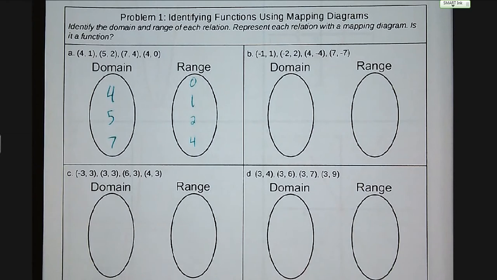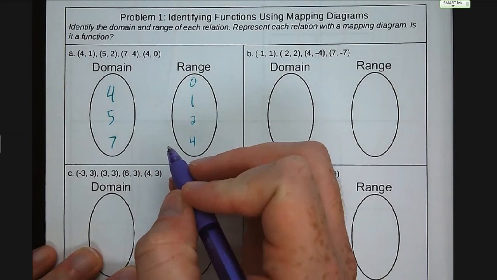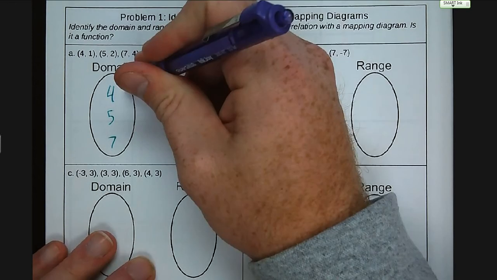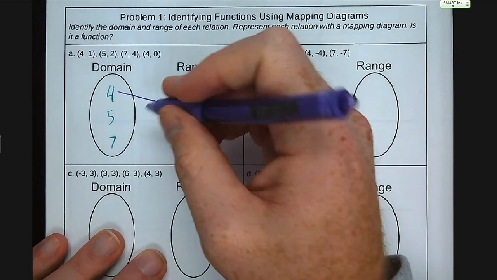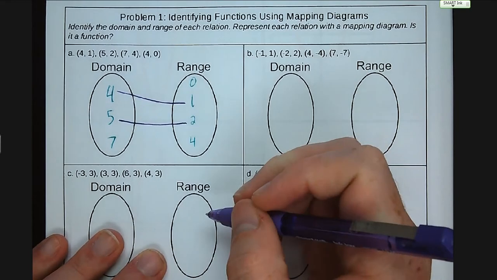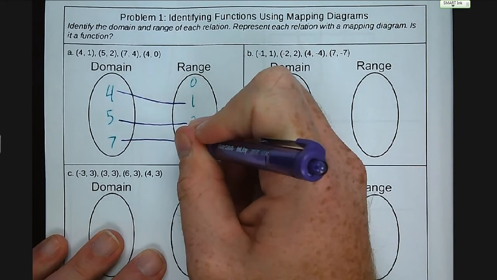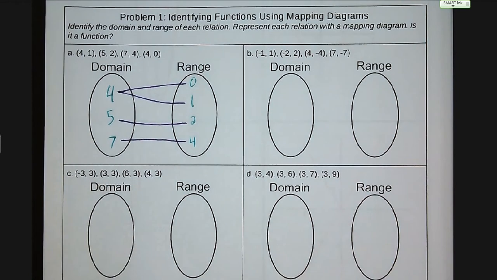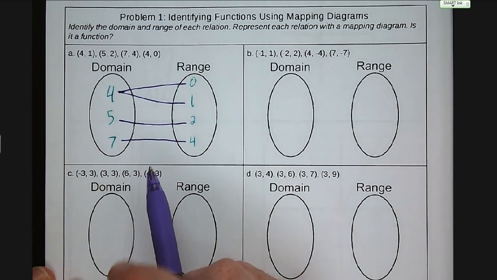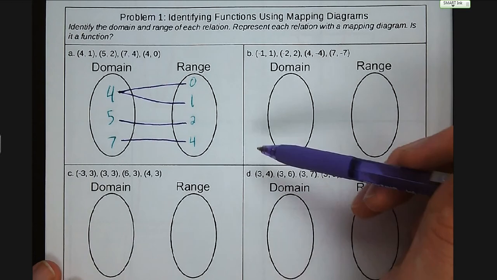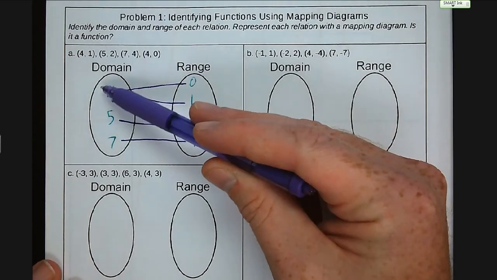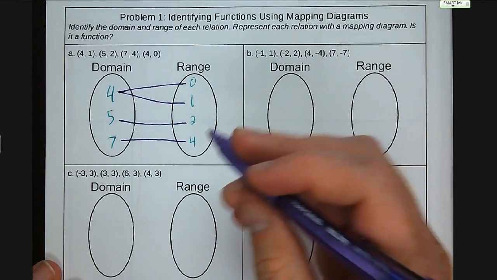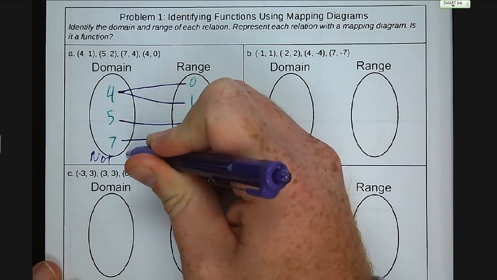So, first thing we do is connect the lines from our x coordinate to our y. So we have a point at 4, 1, so we draw a line there. We have 5, 2, draw a line there. We have 7, 4, draw a line there, and we have 4, 0. So each input, according to our definition of a function, has to lead to exactly one output. Does 4 lead to exactly one output? No, because it could be either 0 or 1. So this is not a function.